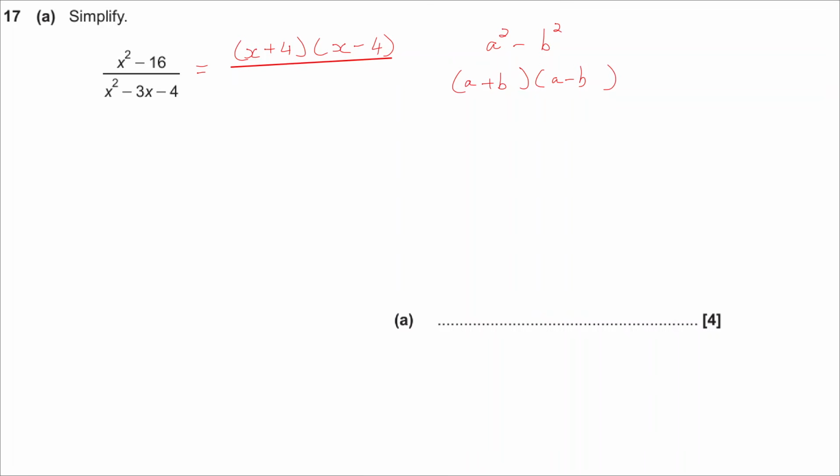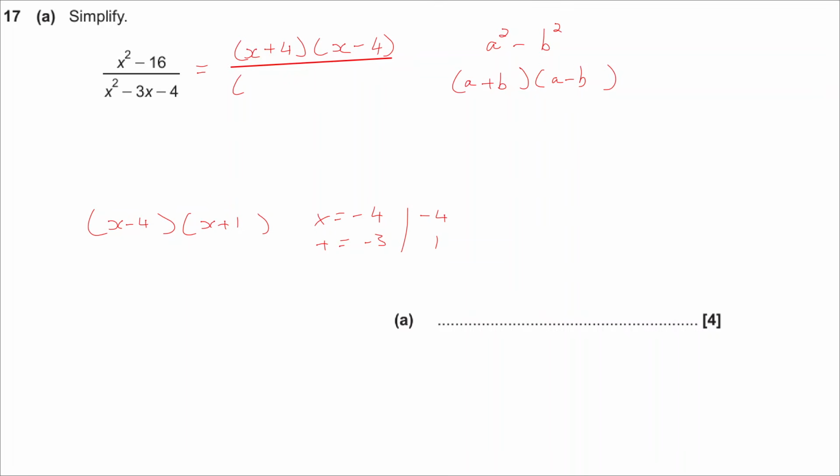This one here is actually just a simple quadratic. So this is going to go into a pair of double brackets where you need numbers that multiply to give you the last part, which is -4, and that add to give you the middle number, which is -3. These numbers are going to be -4 and +1. Let's check it. -4 times 1 is -4, and -4 add 1 gives you -3. So it's simply going to be x -4 and then x plus 1.